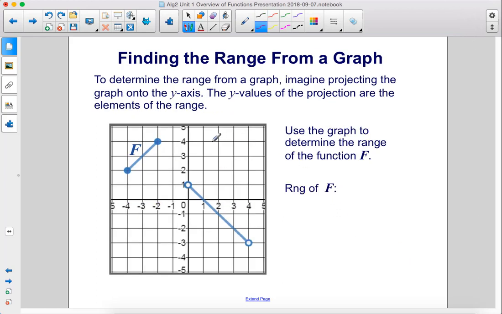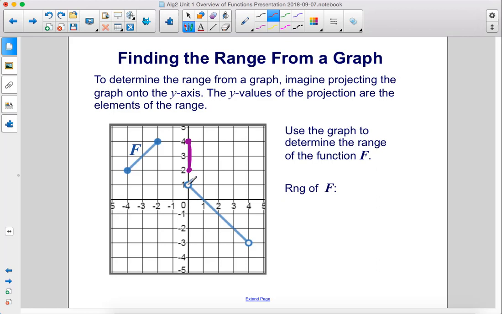To determine the range from a graph, imagine projecting the graph onto the y-axis. The y values of the projection are the elements of the range. Alright, so we have a filled in circle here, so we'll project that over here onto the y-axis at 4. Here we have another filled in circle, so we'll draw a filled in circle at the same y value of 2. So every number between 2 and 4, including the numbers 2 and 4, are in the range.